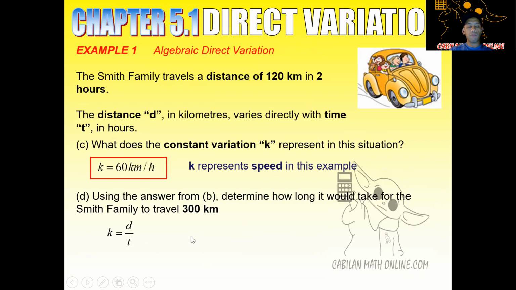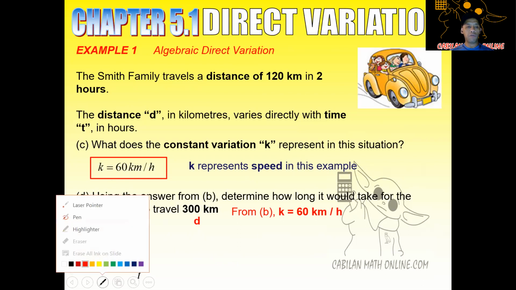Now, let's take a moment to read the question again, just to make sure we have enough information to solve this problem. So we have three letters: k, d, and t. Let's take a look at what we know so far. You can see the k is going to be the 60, so this 60 would replace the k. And the 300 kilometers is the distance, so that would replace this lowercase d over here. Our next step is to do exactly that: put those numbers in for those letters. So now what we have is 60 equals 300 over t.